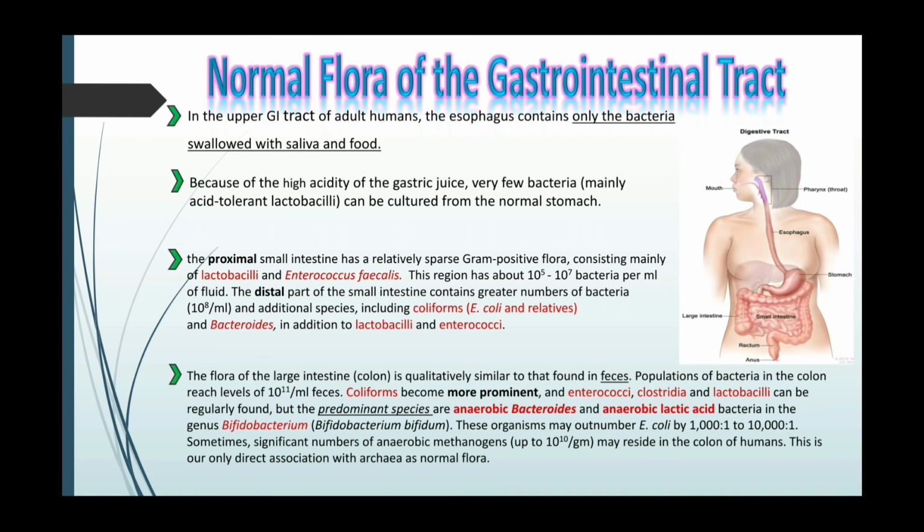The flora of the large intestine, the colon, is qualitatively similar to that found in feces. Populations of bacteria in the colon reach levels of 10 to the power 11 per ml of feces. Coliforms become more prominent, and enterococci, clostridia, and lactobacilli can be regularly found, but the predominant species are anaerobic bacteroides and anaerobic lactic acid bacteria in the genus Bifidobacterium, such as Bifidobacterium bifidum.